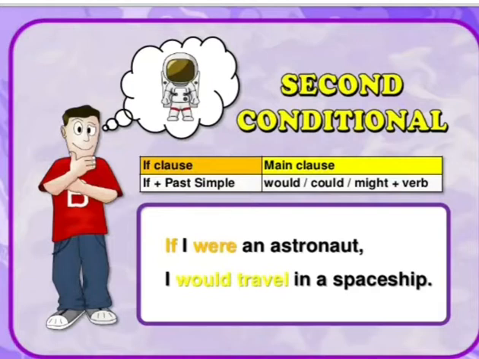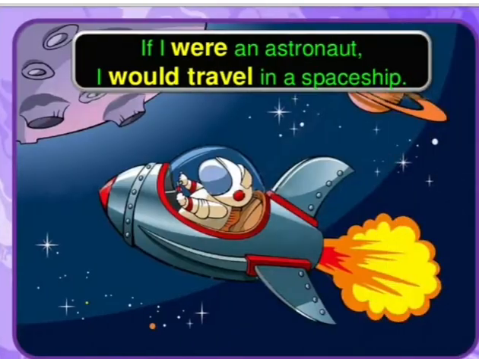And accordingly in second conditional you see here the if clause is if plus simple past tense, therefore in the main clause we are using the past form of will, can, may, that is would, could, might plus verb. If I were an astronaut, I would travel in a spaceship.